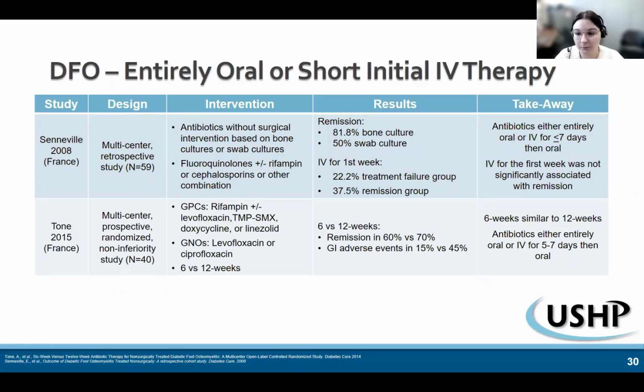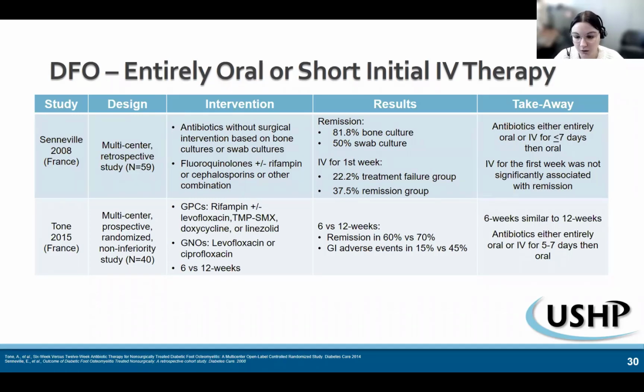The purpose of the second trial was to compare the effectiveness of 6 versus 12 weeks of antibiotic therapy in patients with diabetic foot osteomyelitis treated non-surgically. The intervention was antibiotics without surgical intervention, with specific antibiotics given based on culture results. Results showed that remission between the 6-week and 12-week groups was similar. However, there were fewer GI events seen in those who were only treated for 6 weeks compared to the 12-week group, and that was actually statistically significant.